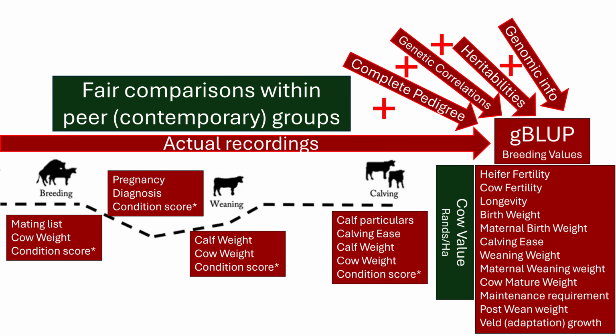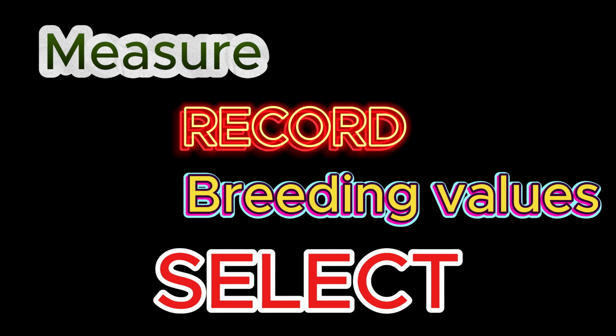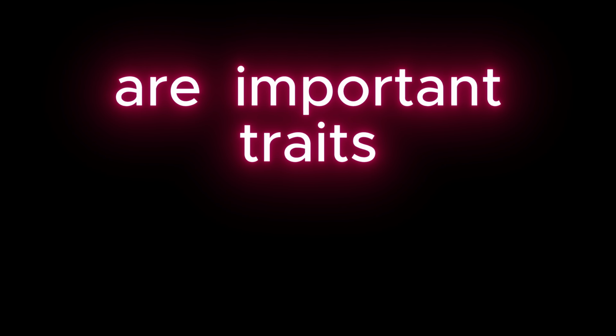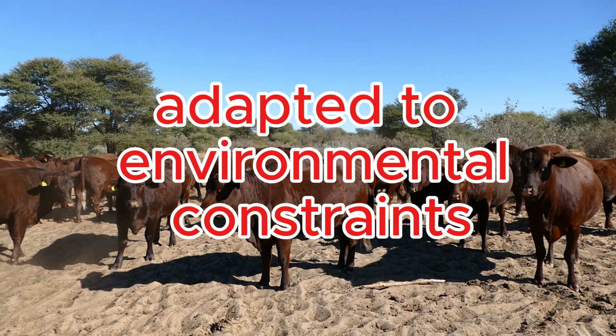Why select for something if the real trait can be measured and recorded very accurately, and breeding values are available for the trait that you want to select for? So, maturity type, fleshing ability, and/or ability to maintain condition are very important traits or properties in beef cattle, and therefore warrant consideration in selection programs. This should, however, be done for the right reasons. Fast-tracking the establishment of a cow herd that is better adapted to environmental constraints and market demands could be a very good reason. The second reason that comes to mind is where reliable records are not available.